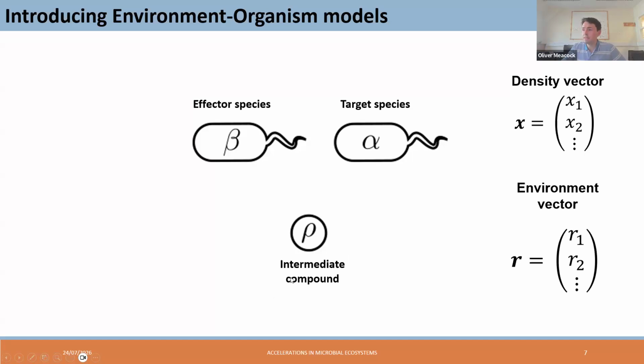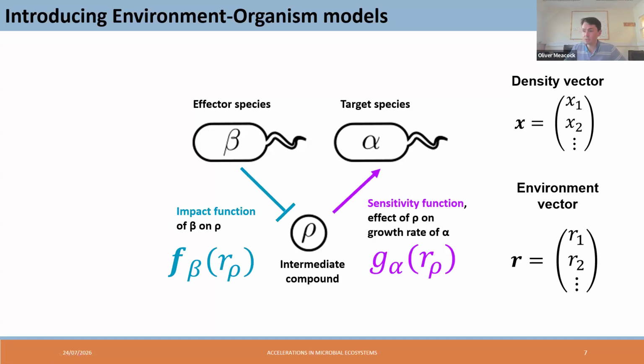The effector species can influence the environment through these impact functions, which I'll represent in blue. These are effectively telling you whether the intermediate compounds are secreted, which I'll denote with arrows, or whether they're depleted. This might be uptake or it might be degradation. And then we have the sensitivity functions, which I'll represent in purple, which indicate whether those intermediate compounds increase the growth rate of the target species or decrease the growth of the target species.